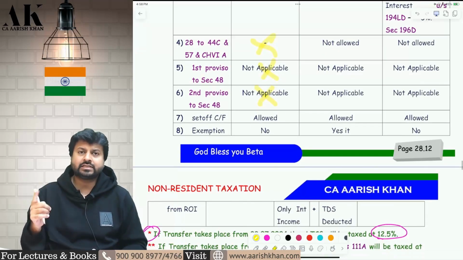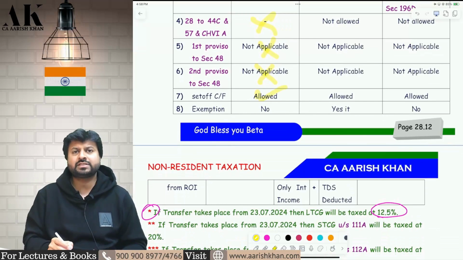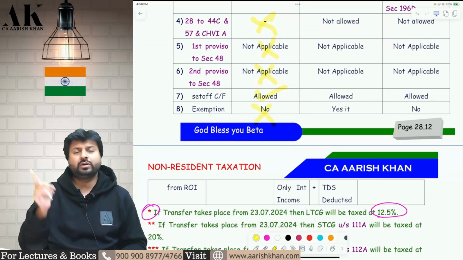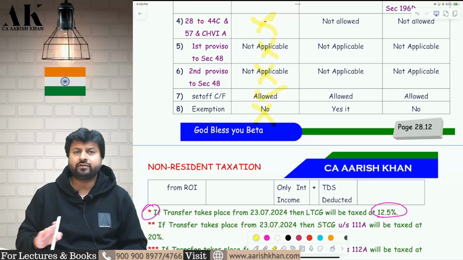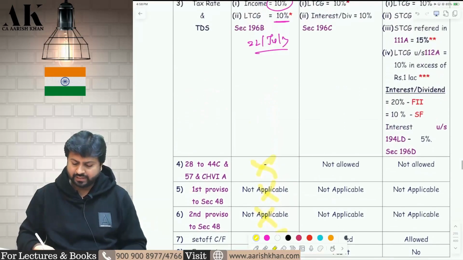Set off of losses? Yes. If you have some other losses, you can set off against this business. Exemption from filing ROI? No. You have to file the return of income. There is no escape from filing the return of income. The return of income is mandatorily supposed to be filed.